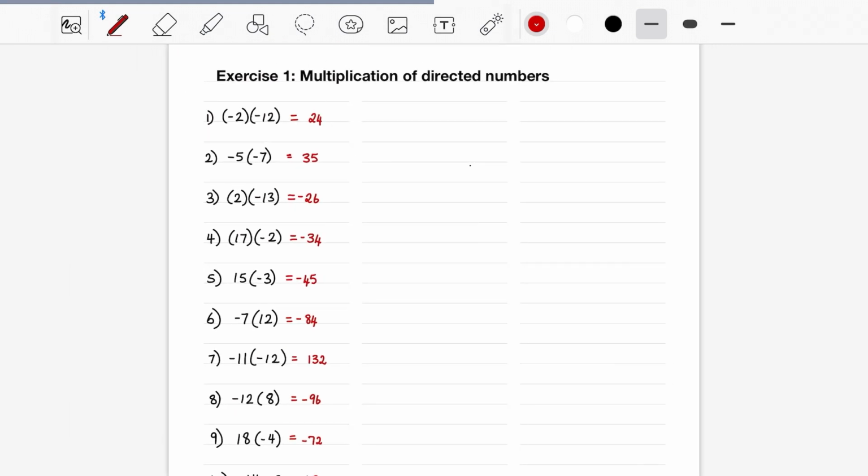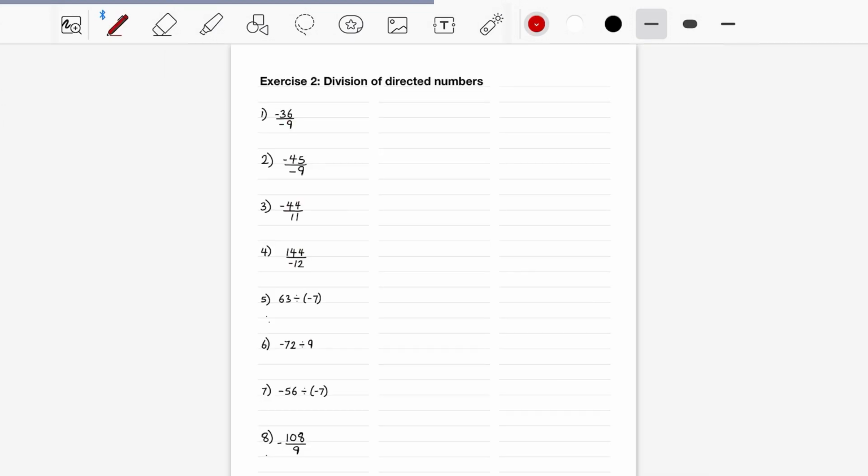So these are your answers for the first exercise. Let's move on to an exercise with division of directed numbers. Okay, let's take a look at exercise 2, which deals with division of directed numbers. Again, you should pause the video now and try these questions on your own. So I'll give you some time to do that before I get into the solutions.